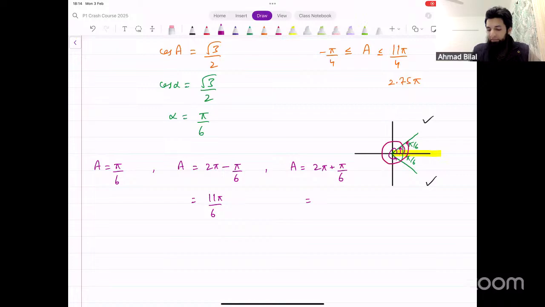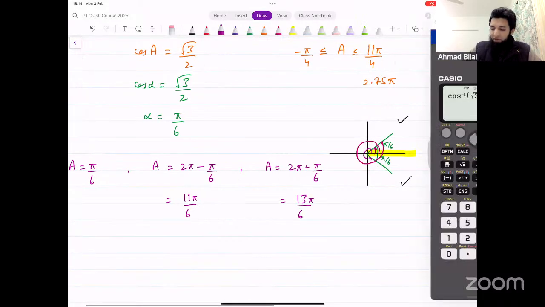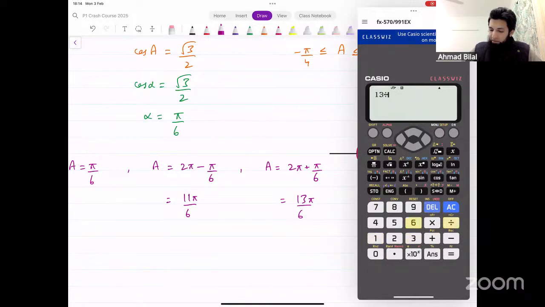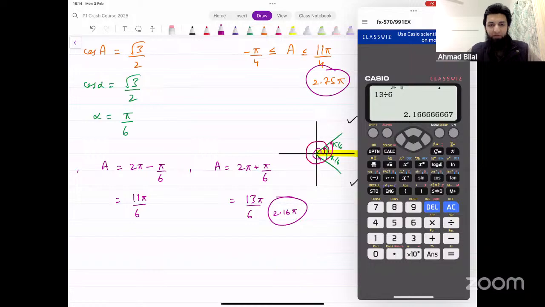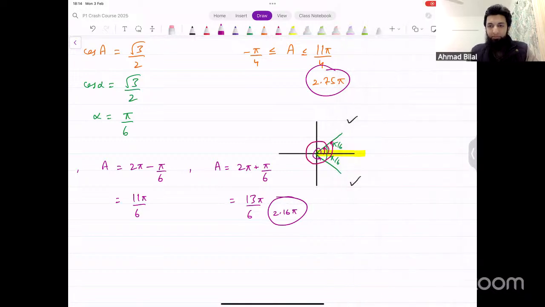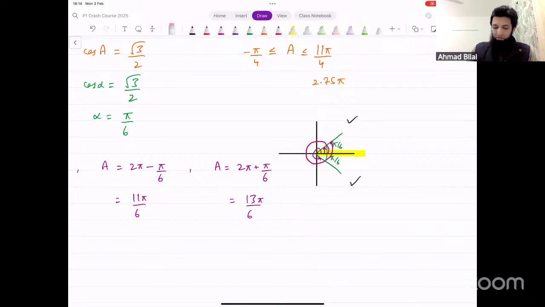This is 13 pi over 6. You can check if it is inside the interval as well, again, by converting it to decimals if you want. 13 divided by 6 is 2.16. Is that in the interval? Yes, the interval is going up to 2.75 pi. We have 2.16 pi. So this does fall in the interval. So that's another possible value of A that we also consider. So that's another value. You can keep going on like this.